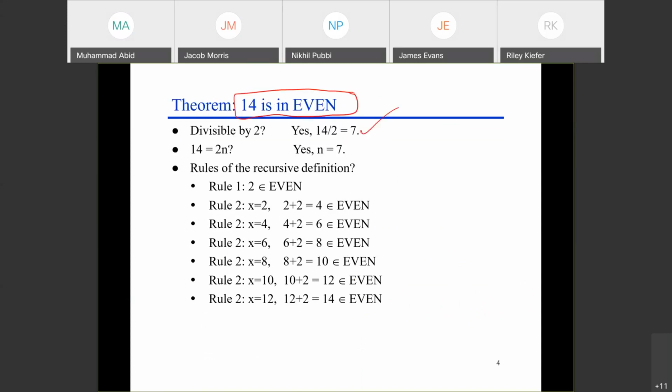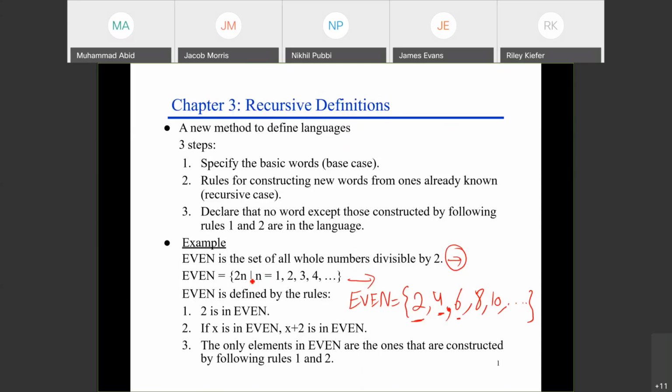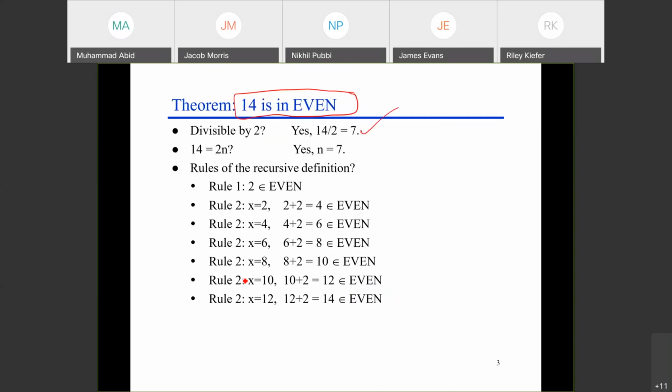Now let's see the algebraic description. It says if you multiply this number with 2, this will also be an even number in the language. So now I find that if you have n is equal to 7 and multiply that with 2, you will get 14. So by this method we prove that this 14 is part of the language. And now the way we define it in the recursive definition.